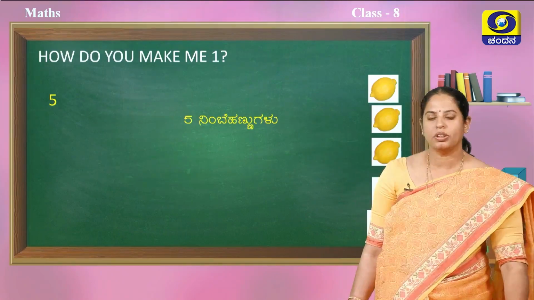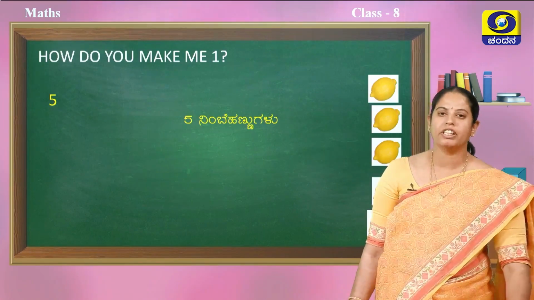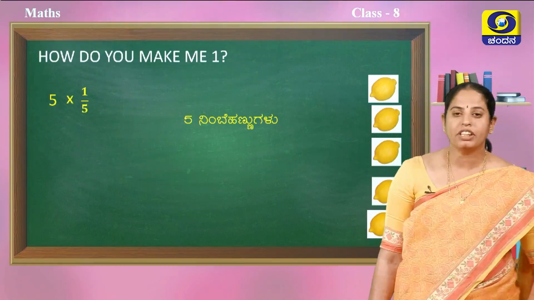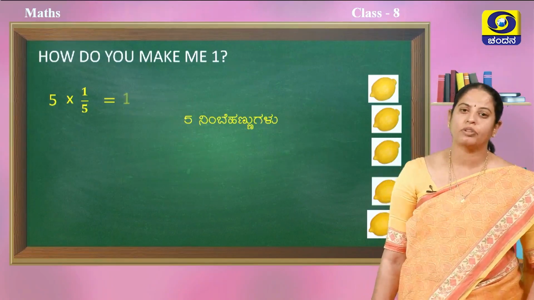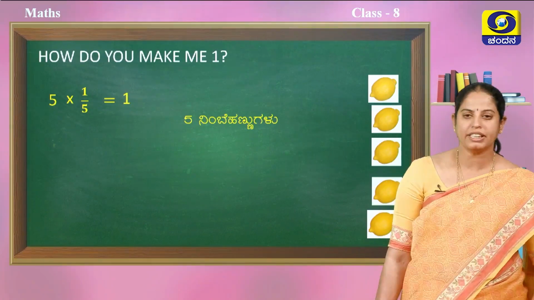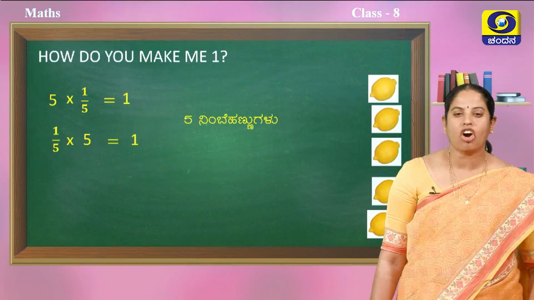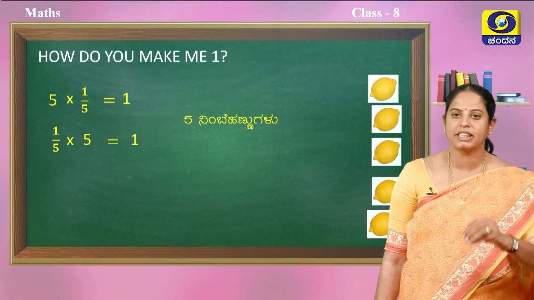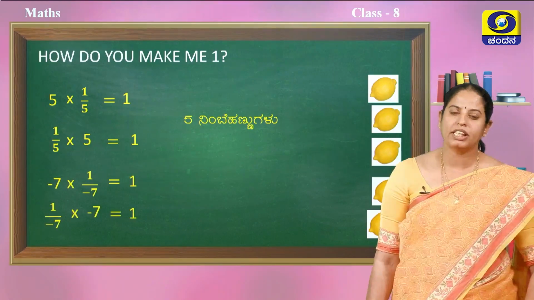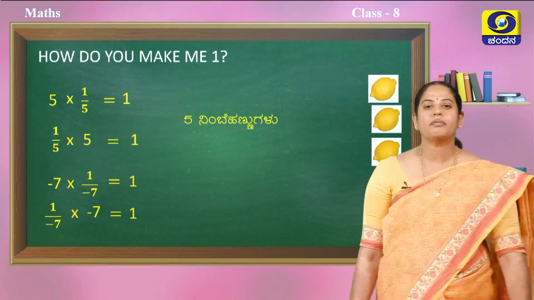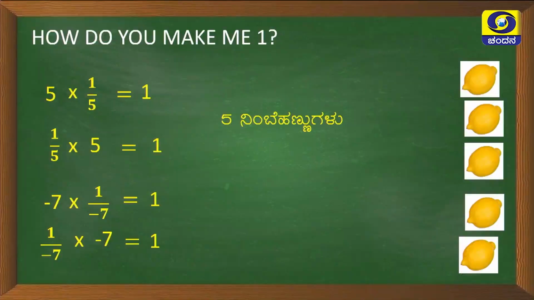Yes. So, when I divide 5 into 5 equal parts, or when I multiply 5 by 1 by 5, I am going to get 1. Yes. Or if I take all the 1 by 5 parts 5 times, then I will get 1 as the answer. In the same way, when I multiply minus 7 by minus 1 by 7, I am going to get 1.